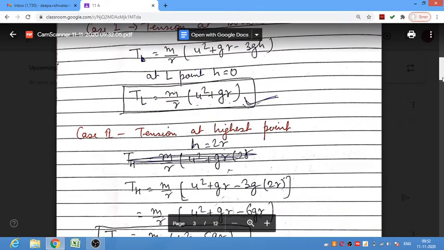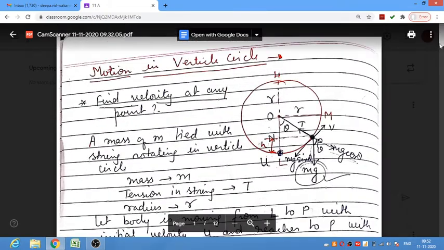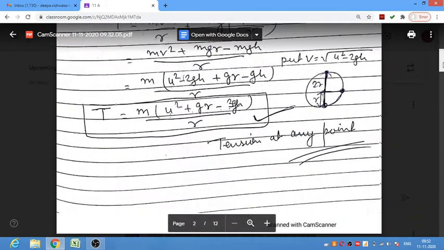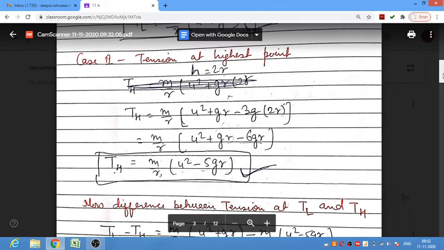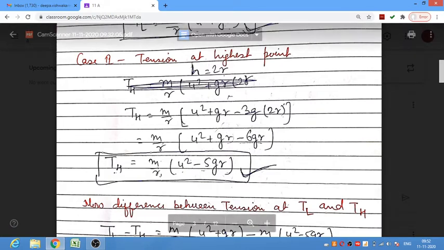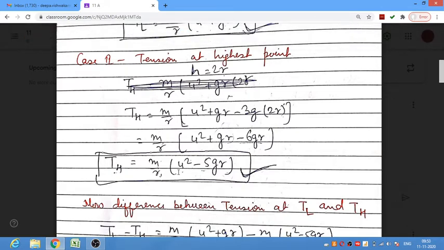Now tension at the highest point. At this point in the diagram, this is the highest point. At the highest point the height will be h is equal to 2r. So we put the value of h simply, and we will have m divided by r bracket u square minus 5gr.